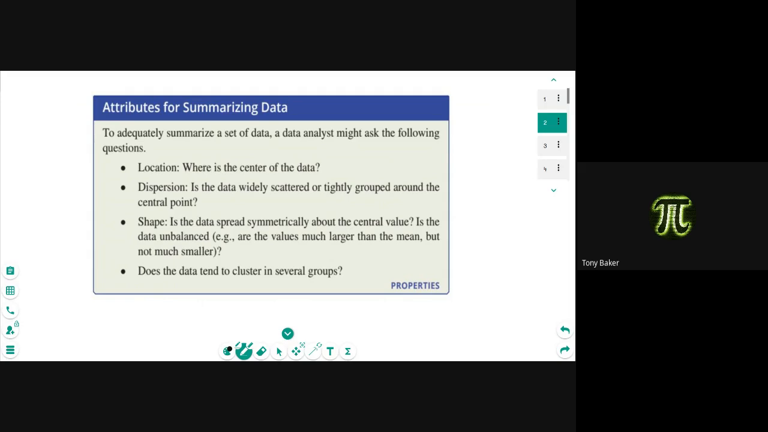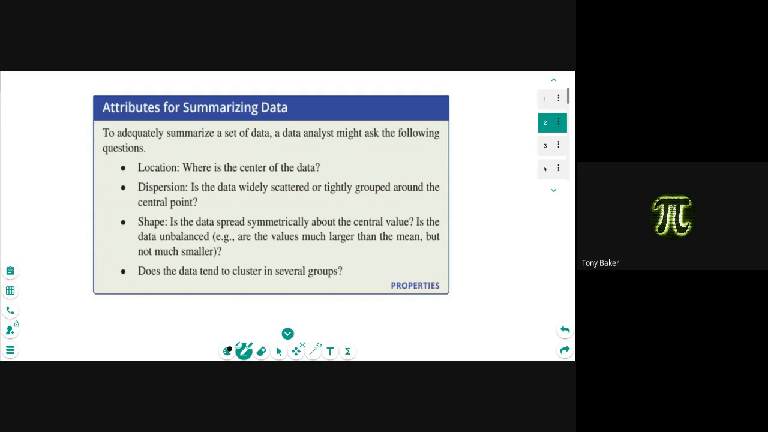The next thing we would look at is shape. So how's the data spread? Now, this is those curves that we were looking at. Like we had the bell curve, and then we had that skewed left and skewed right, correct? So that's where we're looking at the shape of the data.